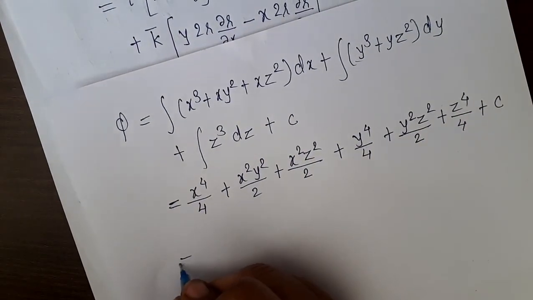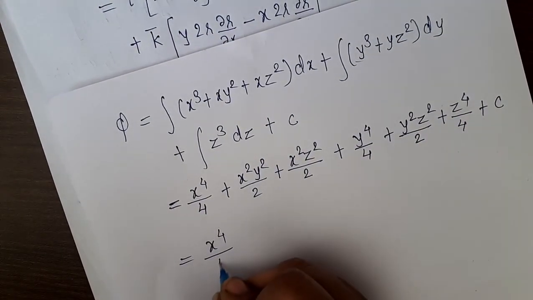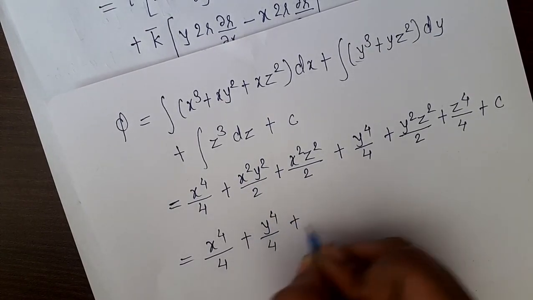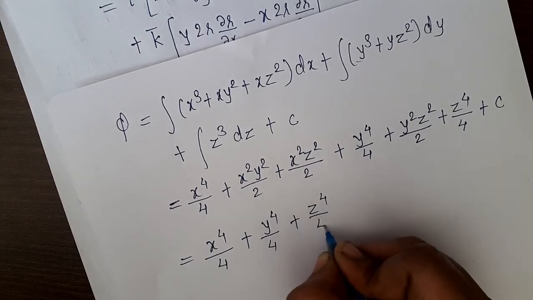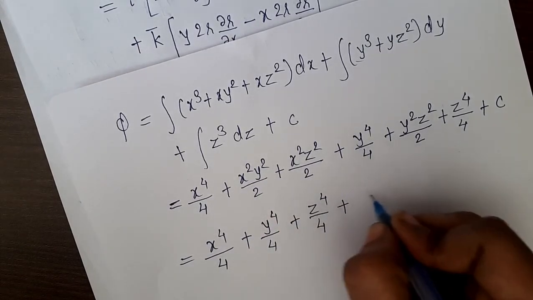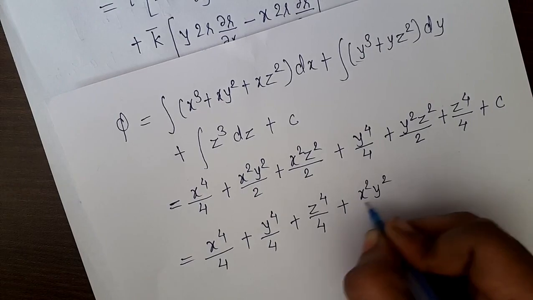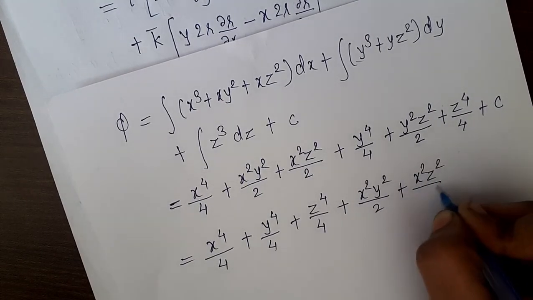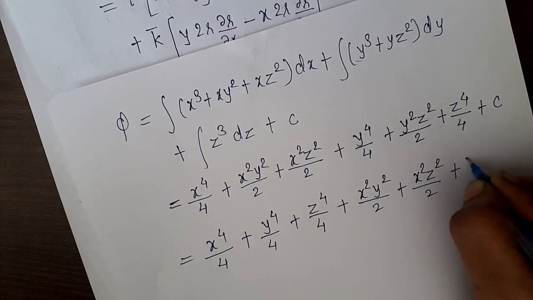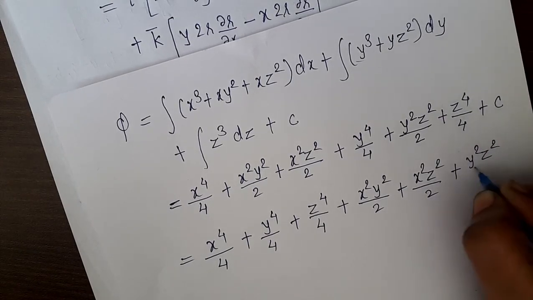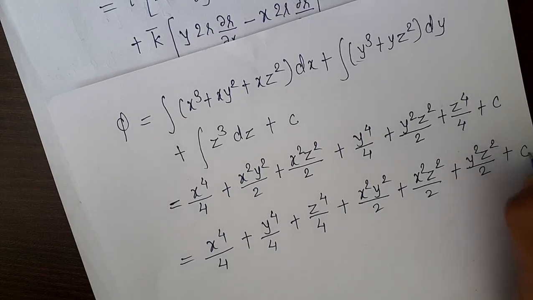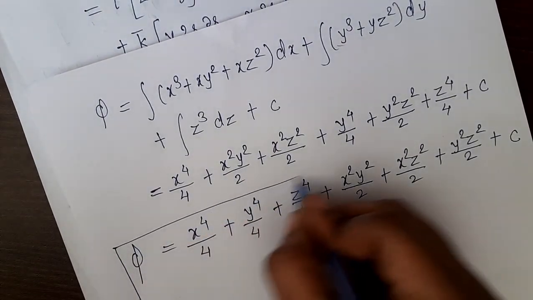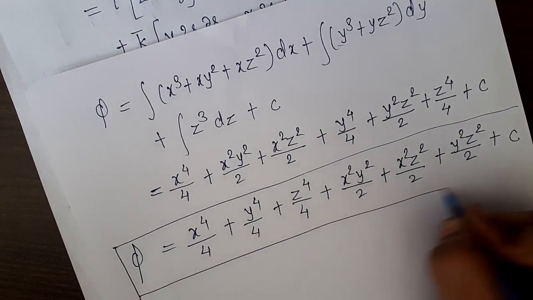Now you can write all the terms. x to the power 4 by 4 I am writing first, then y to the power 4 by 4 plus z to the power 4 by 4 plus x square y square divided by 2 plus x square z square divided by 2 plus y square z square divided by 2 plus c. So this is our scalar potential phi. Thank you.